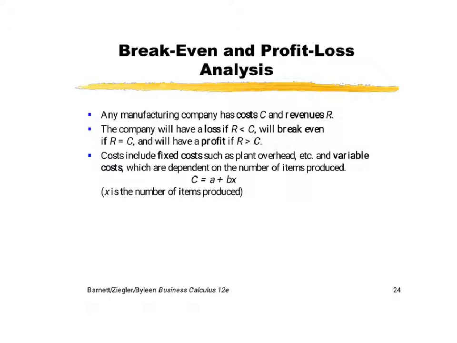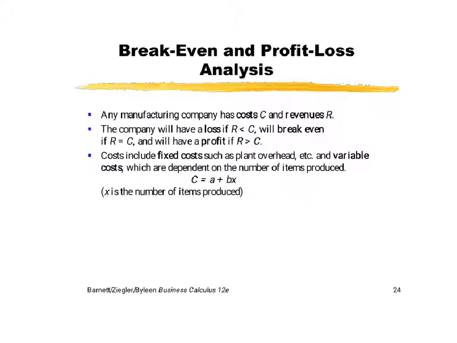Okay, next let's look at break-even and profit-loss analysis. The first point, it says any manufacturing company has costs C and revenue R. The company will have a loss if the revenue is less than the cost. The company will break even if the revenue and the cost are equal. And the company will have profit if the revenue is greater than the cost. Costs include fixed costs such as plant overhead and etc. And variable costs, which are dependent on the number of items produced.